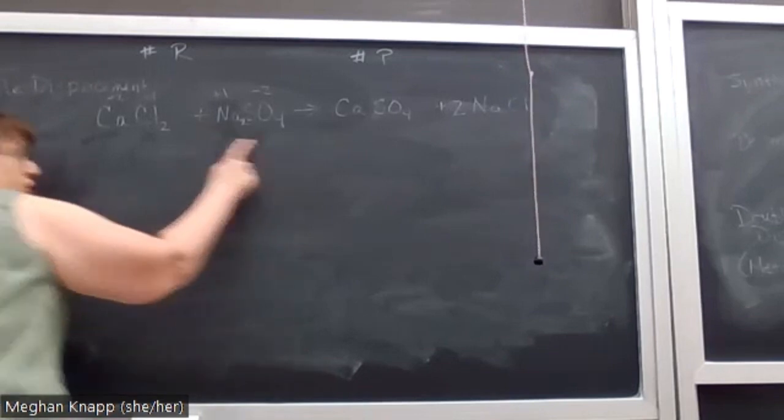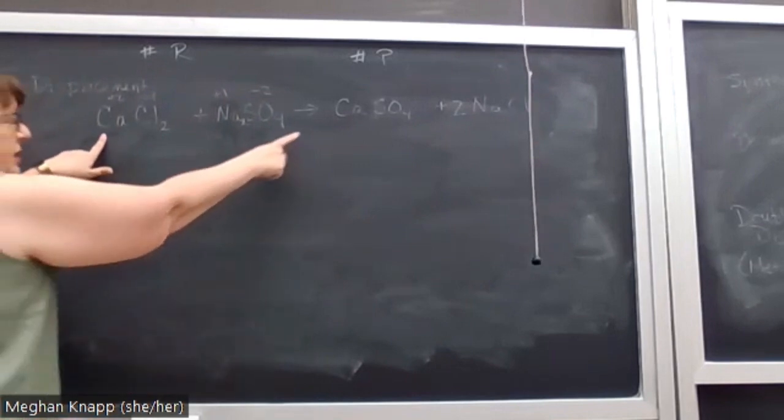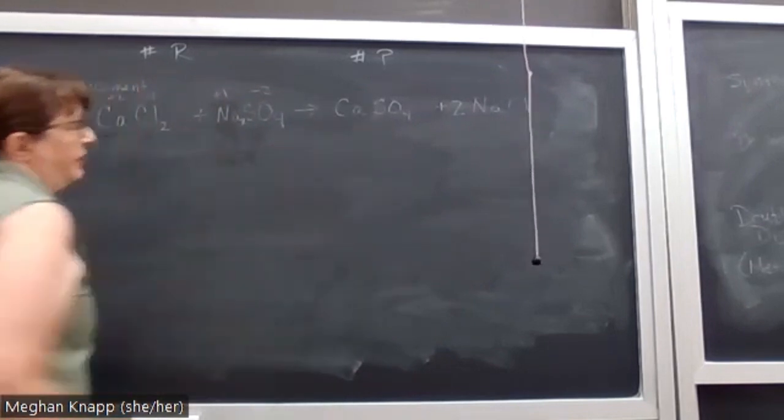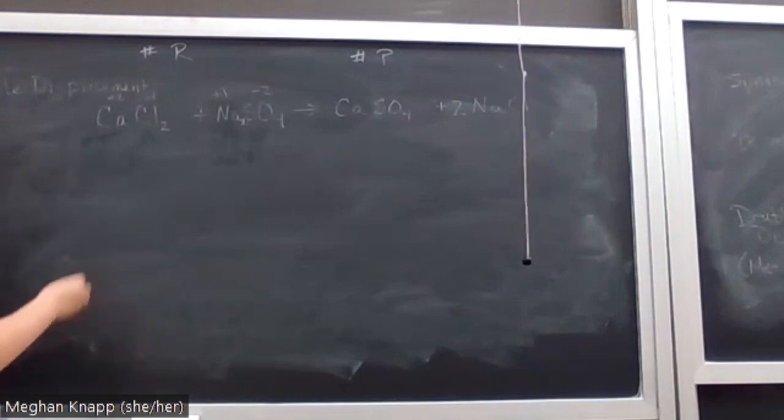Because it gives me the 2 sodiums, gives me the 2 chlorines, and then I only had 1 each of the calcium and the sulfate. Okay, so that's an example of a double displacement. There is another kind of double displacement that you can think of like an ionic reaction, but one of the products is actually covalent, and that is an acid-base neutralization.